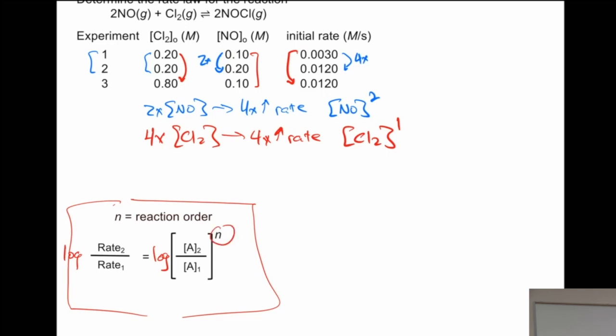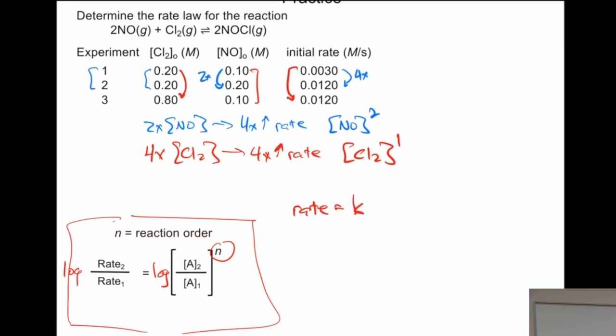So the overall rate then is going to be some rate constant, k, proportionality constant, times the concentration of NO squared times Cl2. And you know what, folks? If there's a 1, you don't have to show it, just like with anything in chemistry.